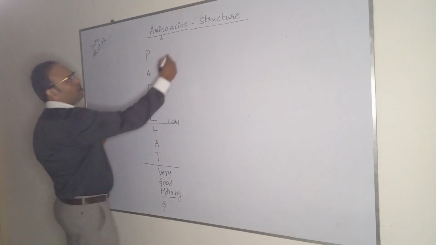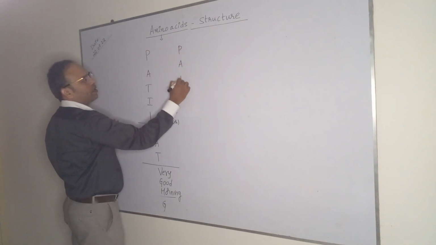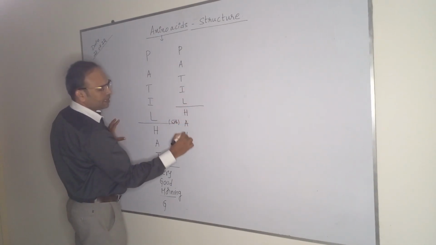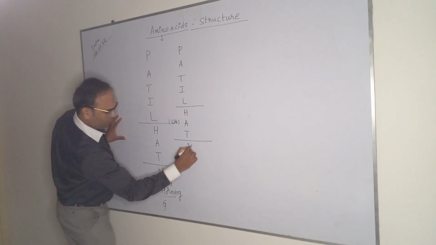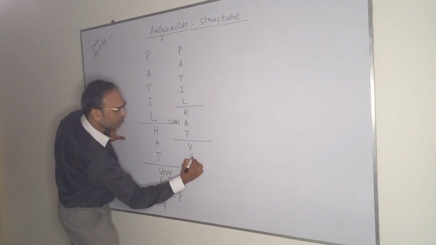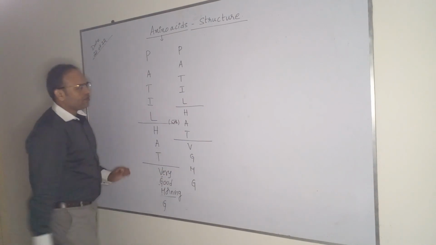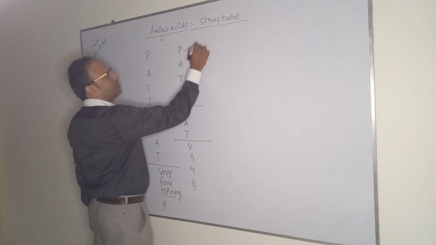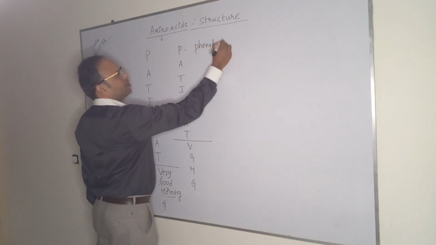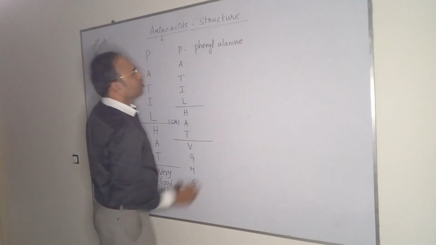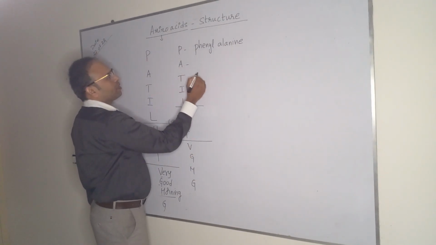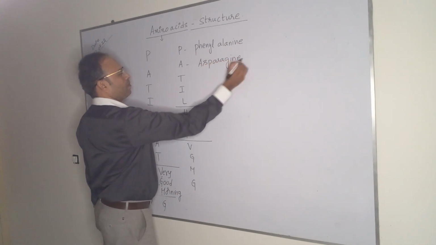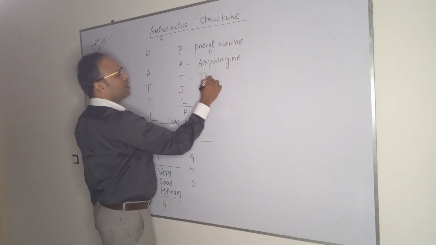So with this, what alphabets do we get? Patil, Hat, VGM and G. VGM, G. If you remember this, we can get the alphabets. Using this, how to write the names of amino acids? First one, phenylalanine. Next, asparagine, tryptophan.